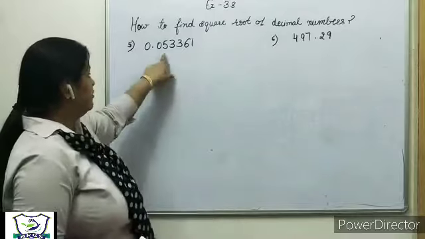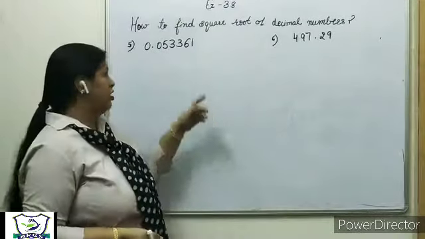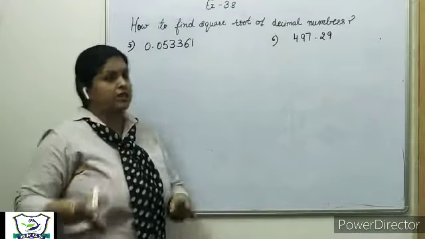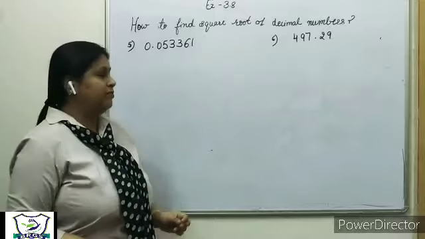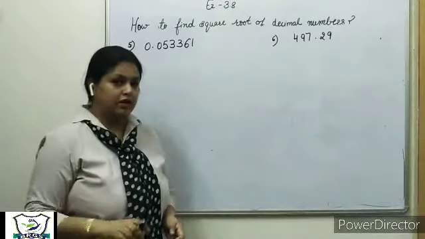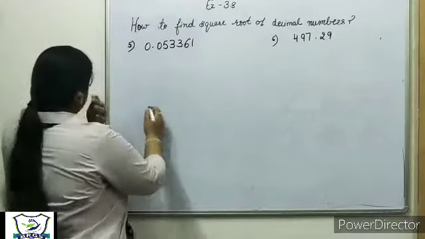0.053361. As you can see, we have 6 digits in the decimal part, and if you try to solve this question by using the fraction method, definitely you can solve it, but it will consume more time as compared to the division method. So we will try to solve this question using the division method only.